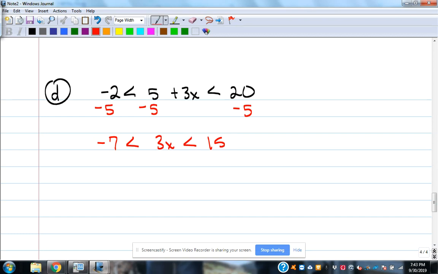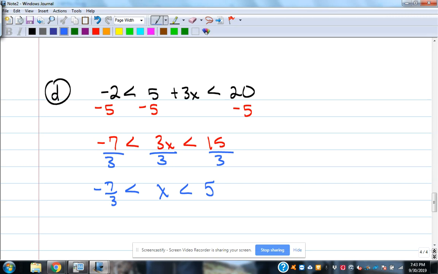And now, what do I do to get x by itself? Divide by 3. If I divide everybody by 3, I got 5 on that end. I got a fraction on this end.